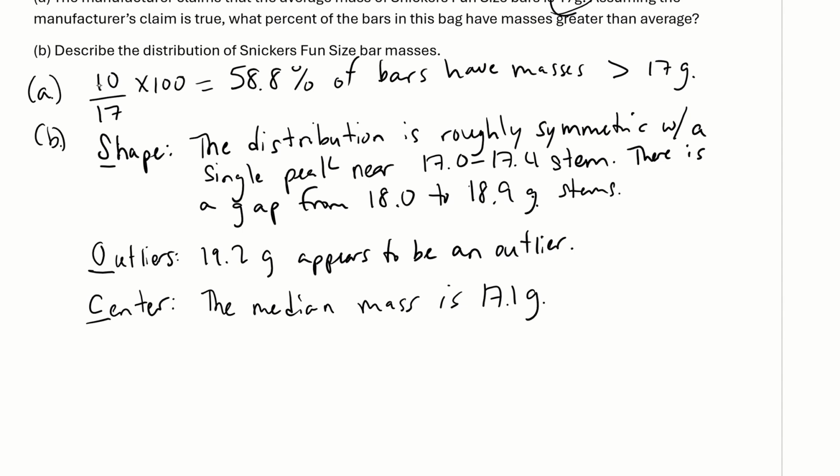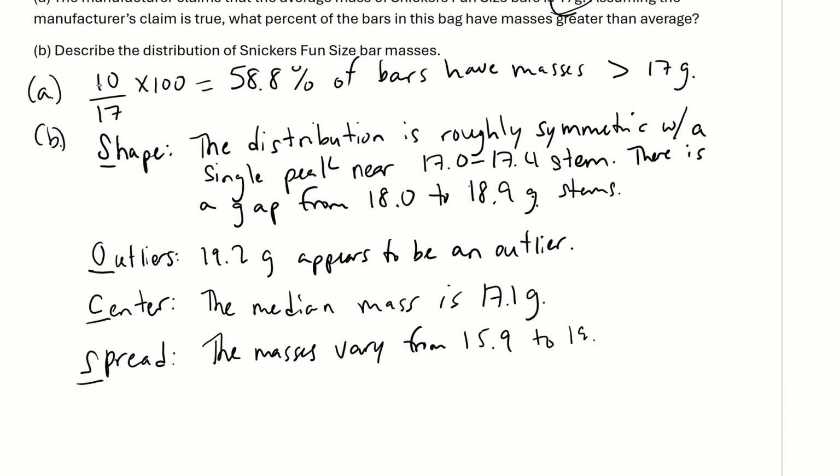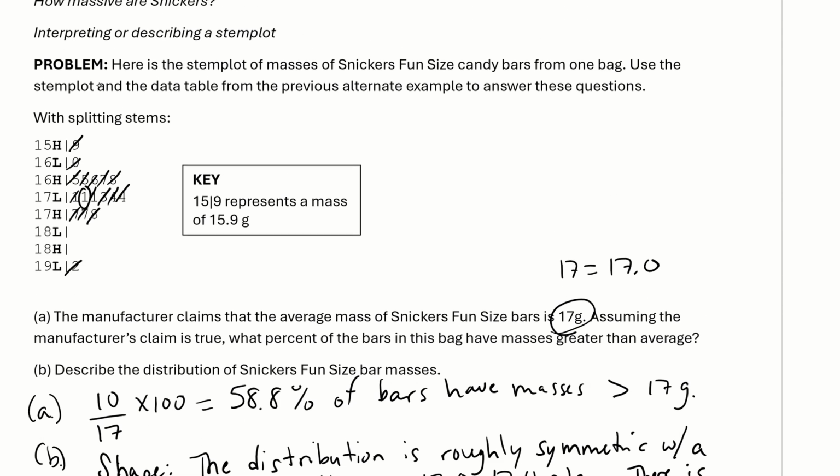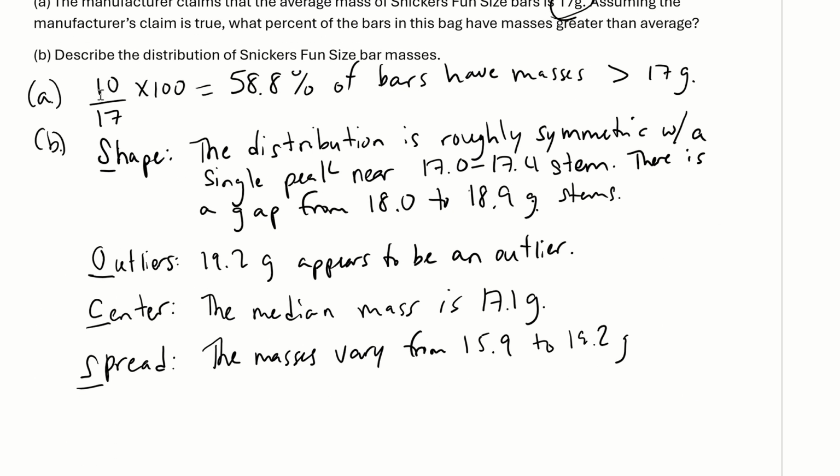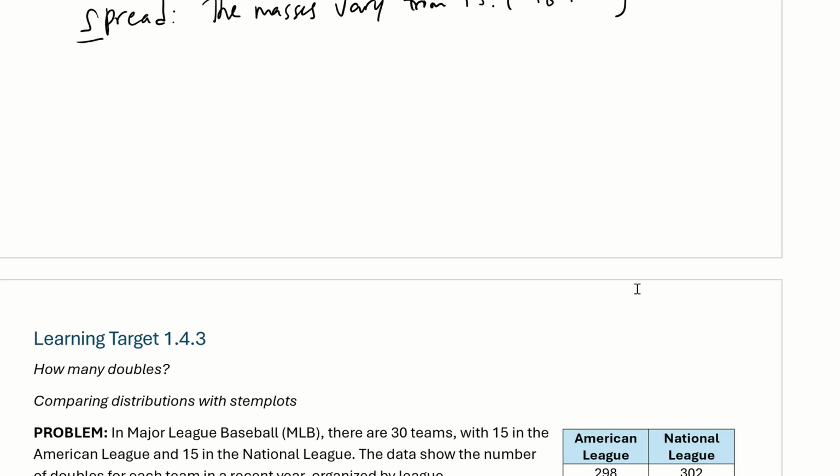All right, so now we need the S in SOCS, which stands for the spread. The spread is the variability. So the masses vary from 15.9 to 19.2 grams. So the lowest is 15.9, and the highest is 19.2. All right, and there's how you describe the distribution using that graph, the stem plot.